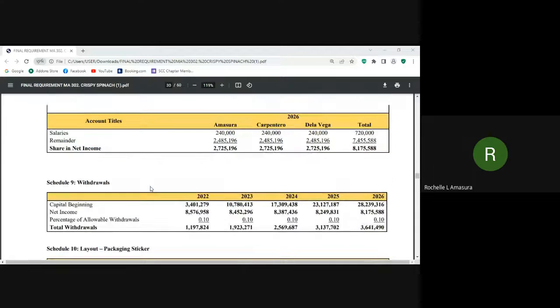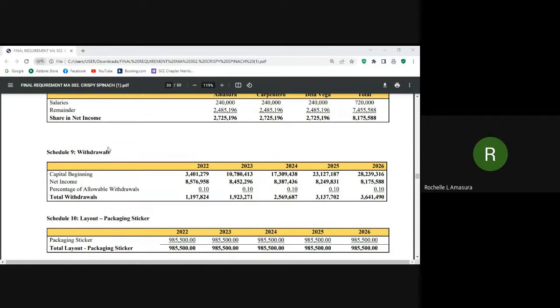Capital beginning nato is 3,401,200. 576,958. Then, we have the percentage of allowable withdrawals of 0.10. So, kanina sa, muna ni siya ang total withdrawals niya. Makita man nato diri.